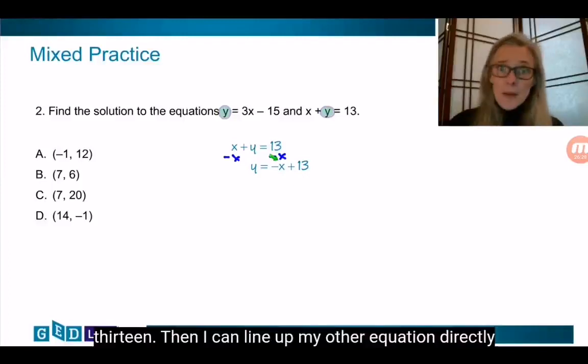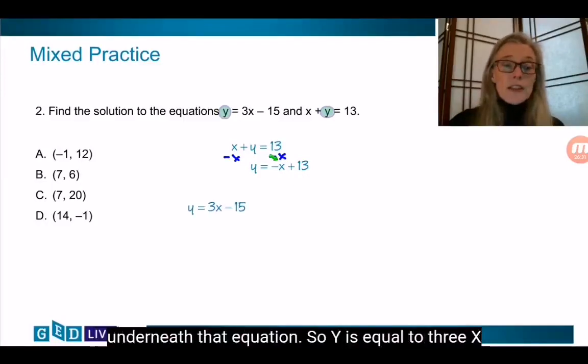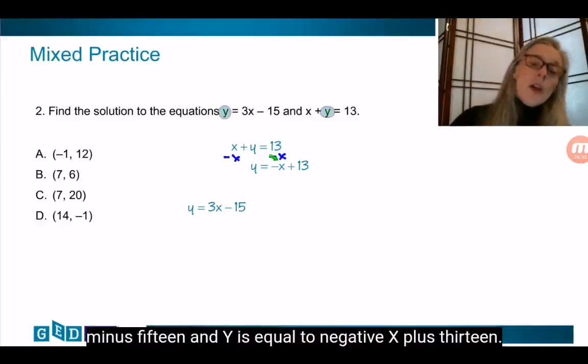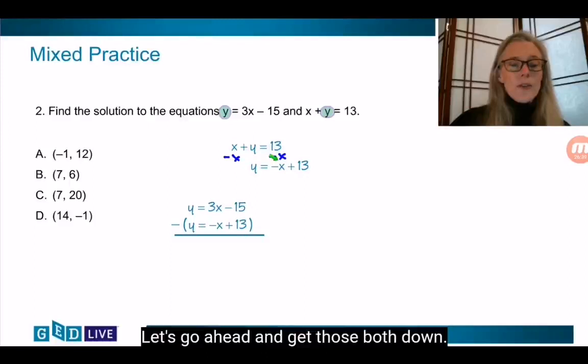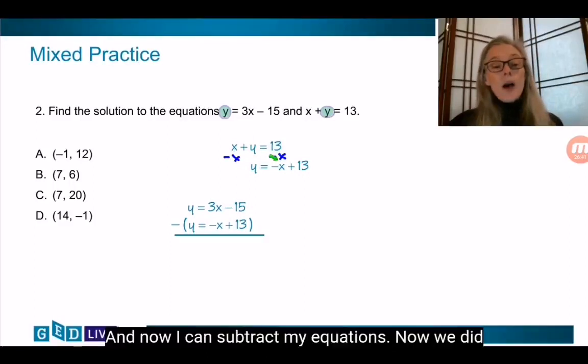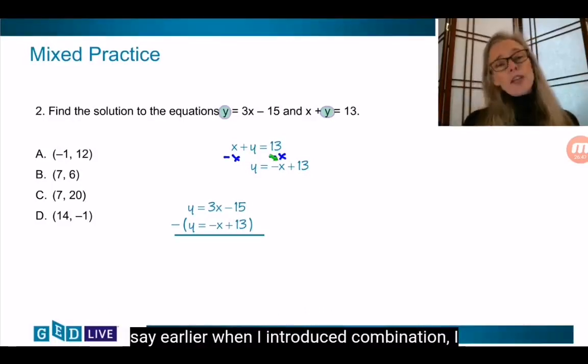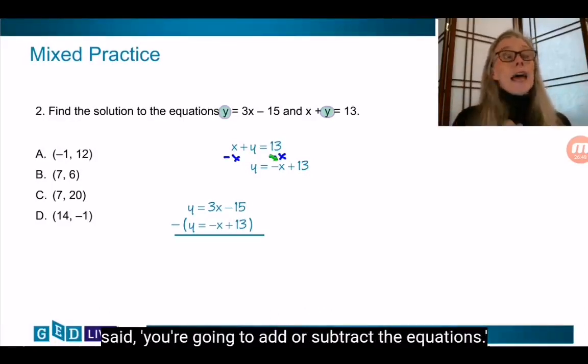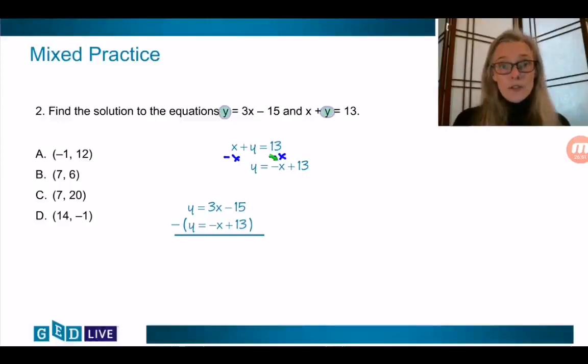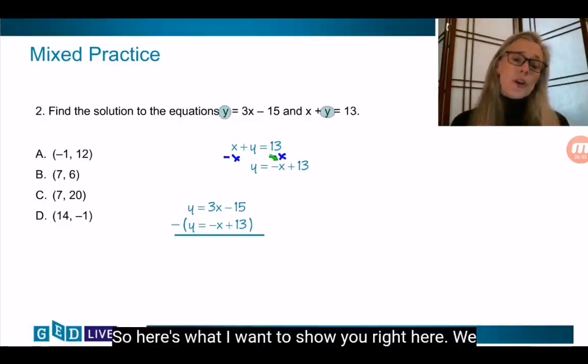And then I can line up my other equation directly underneath that equation. So y is equal to 3x minus 15, and y is equal to negative x plus 13. Let's go ahead and get those both down. And now I can subtract my equations. Now, we did say earlier, when I introduced combination, that you're going to add or subtract the equations. So here's what I want to show you right here.